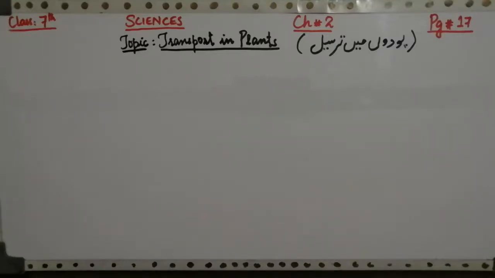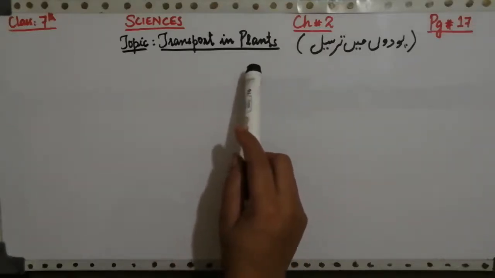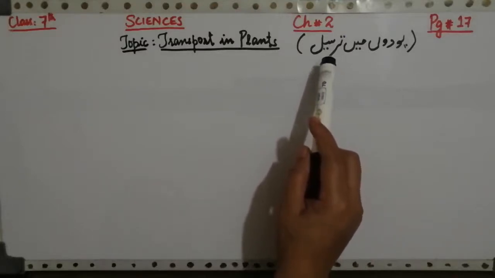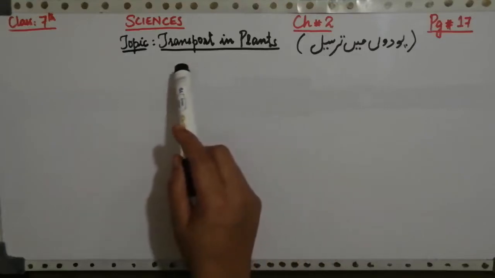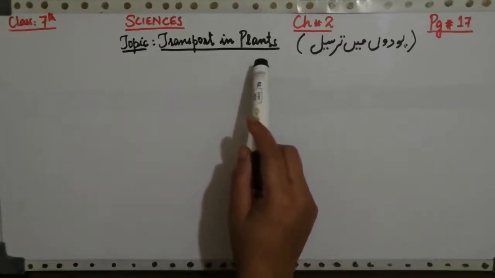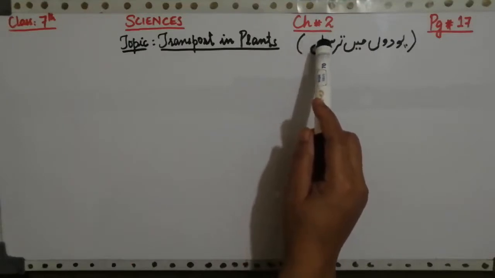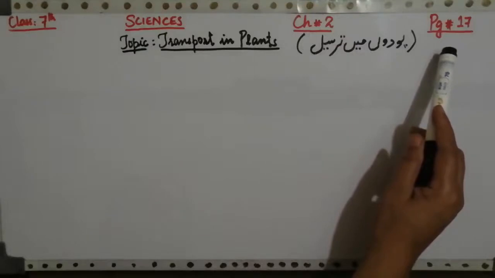Today we are going to discuss the topic transport in plants. Transport in plants means पौधों में तरसील, पौधों में substances का एक जगह से दूसरी जगह ले जाने का अमल. That is normally called transport in plant. This topic is mentioned in chapter number 2, Plants and Their System, on page number 17 of your textbook.